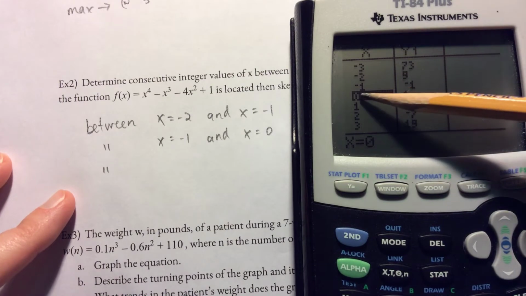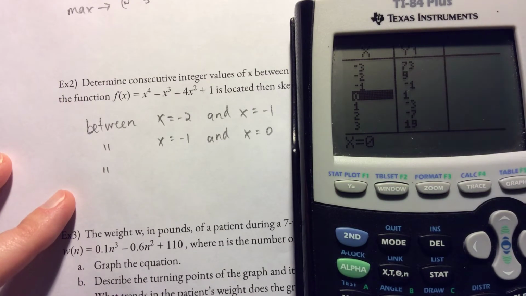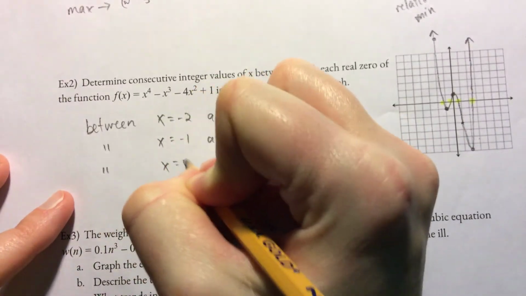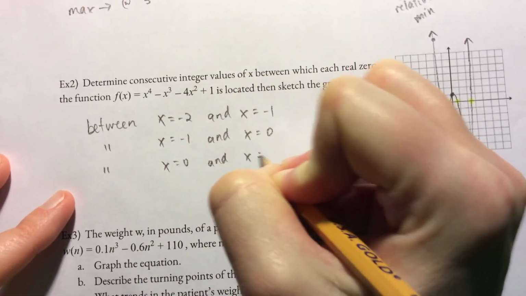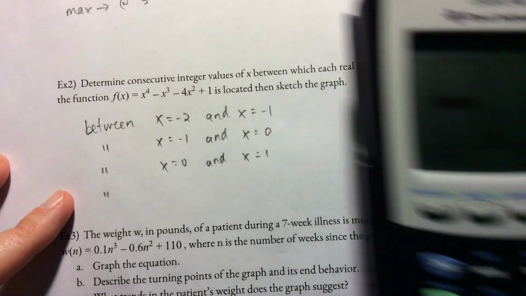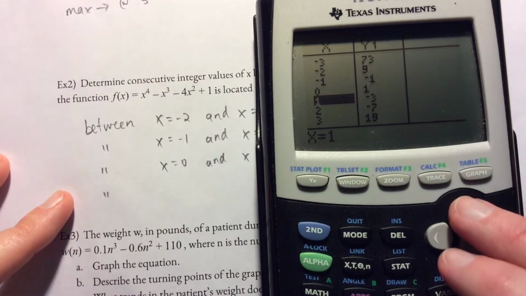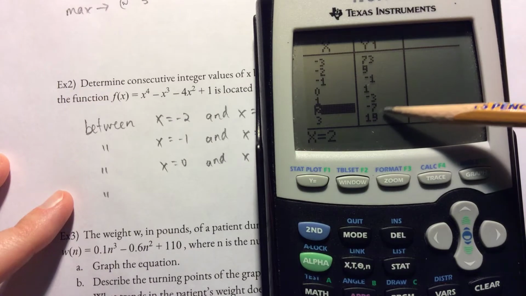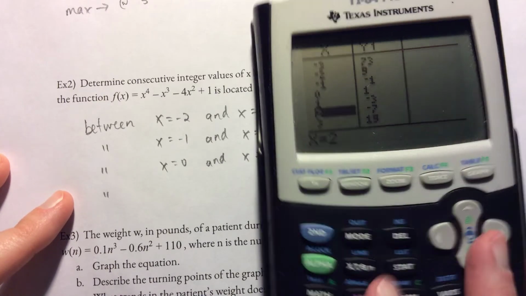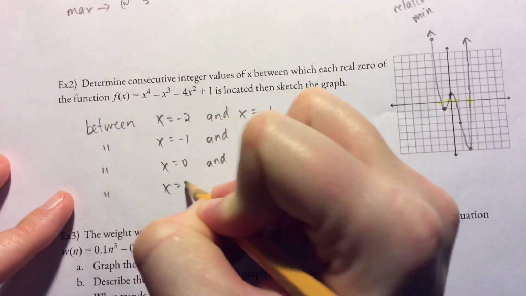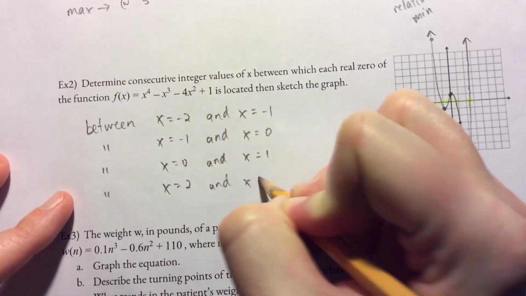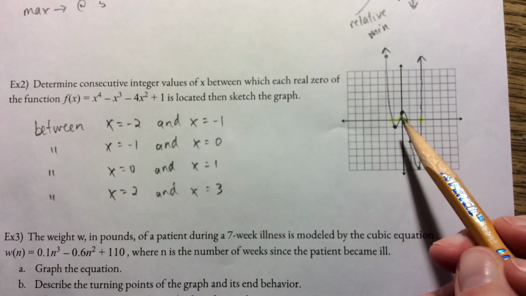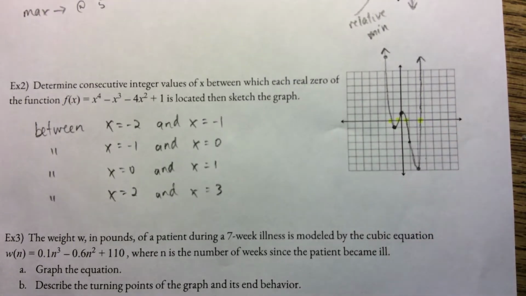Then when I go from 0 to 1, that's switching sign again. So there's another 0 there. And then the last time that it switches sign would be right here, to go from -7 to +19. So that's between 2 and 3. So those are going to be all the spots that we listed on here.